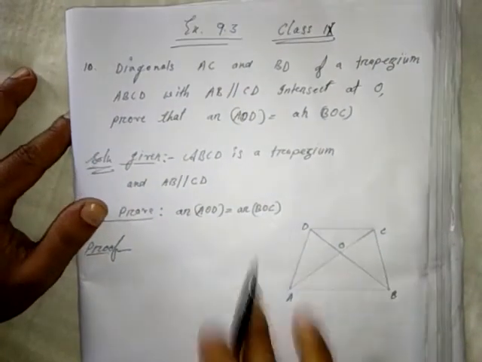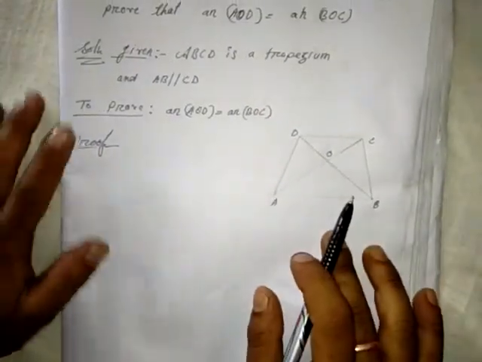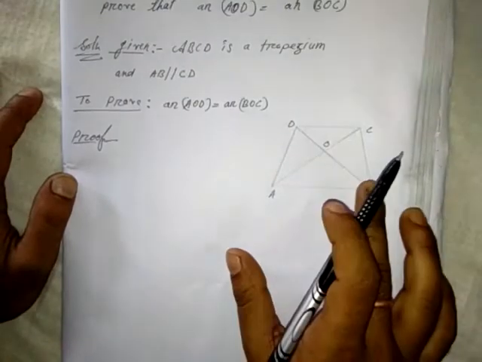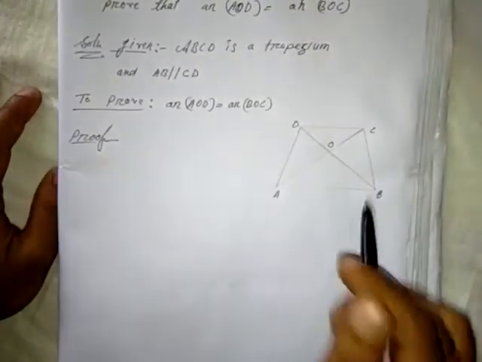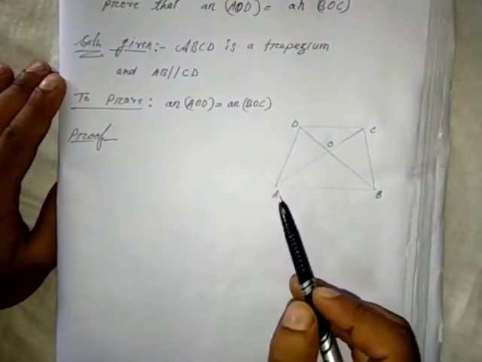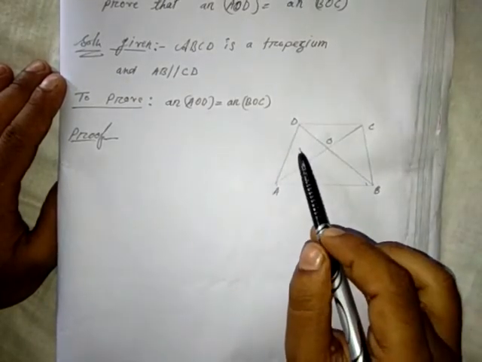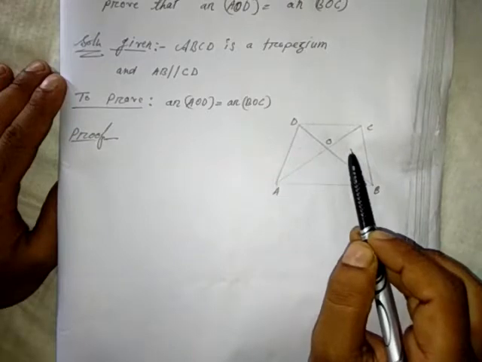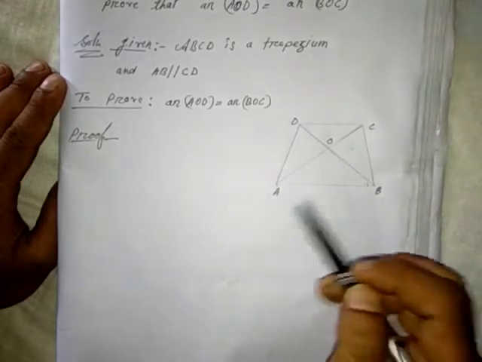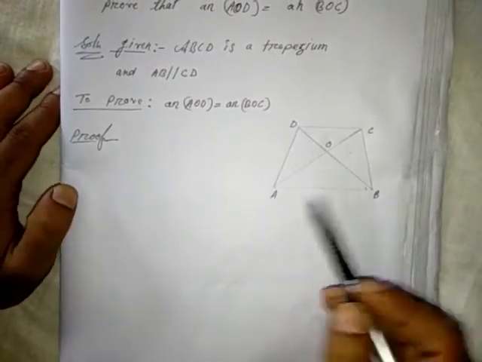Let's try to understand it with the figure also. ABCD is a trapezium. We have to prove that AOD is equal to BOC. This portion is equal to this portion. That means these two portions will be equal to each other. We have to prove it. So what are the things given to us?